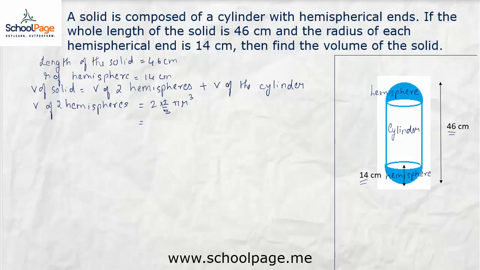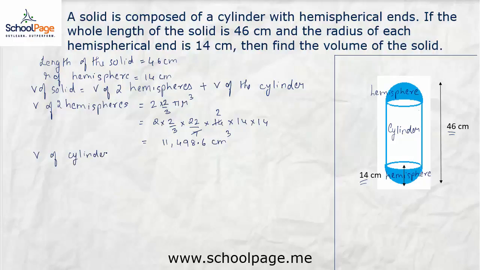Now let us substitute the values. We get 2 into 2 by 3 multiplied by, for pi let us take the value as 22 by 7, and the radius of the hemisphere is given to us as 14. So 14 into 14 into 14. We get the volume of the two hemispheres after calculation as 11,498.6 cubic centimeters.